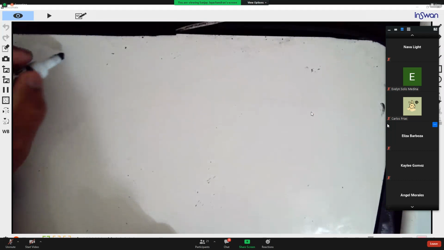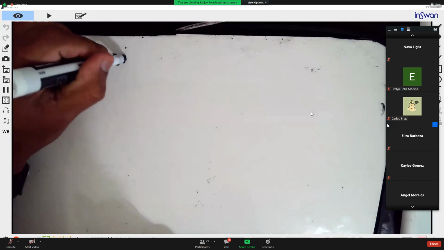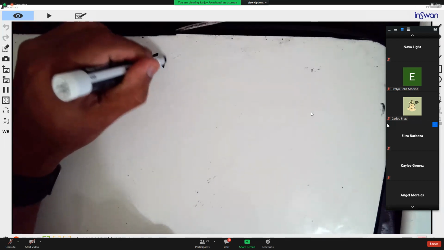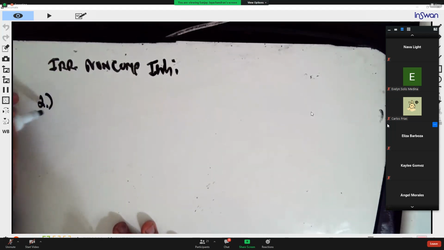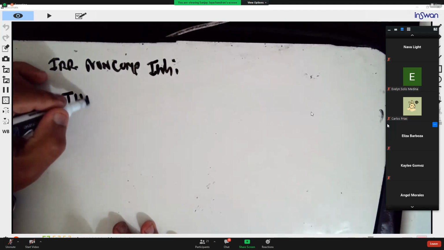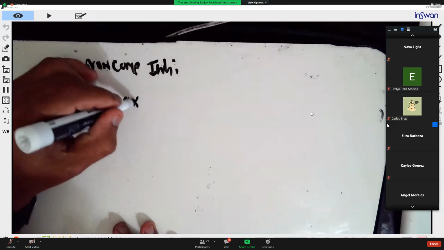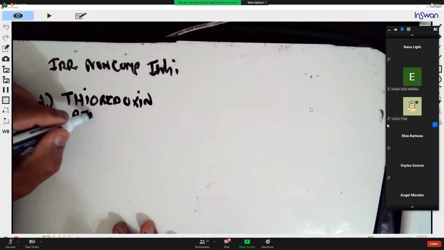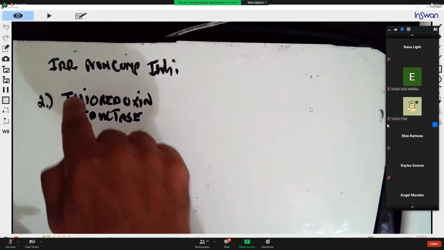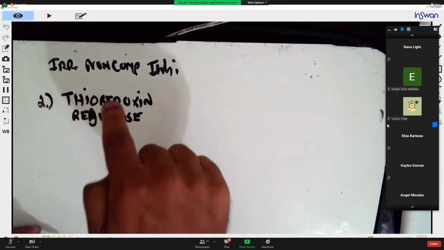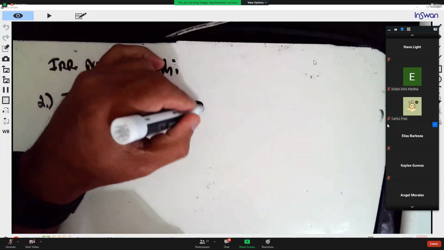Okay, so again, this is irreversible non-competitive inhibition. Okay, so example two. There's an important enzyme in your brain and body called thioredoxin reductase. Okay, so this is a D, thioredoxin reductase, right? And it's an important antioxidant enzyme.